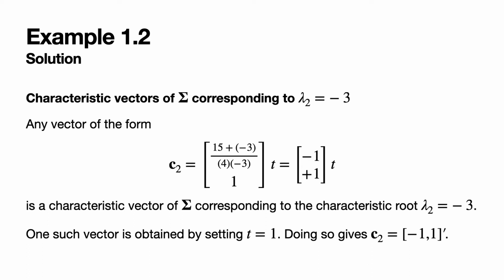Or we could multiply the vector by t, and so we would have the 2 by 1 vector containing negative t in the first row and positive t in the second row. Any vector of this form, again, is a characteristic vector of cap sigma corresponding to the characteristic root lambda 2 equal to negative 3. Now, one such vector is obtained by setting t equal to 1. When we do this, we get a version of C2, as shown here, that has negative 1 in the first row and 1 in the second row.